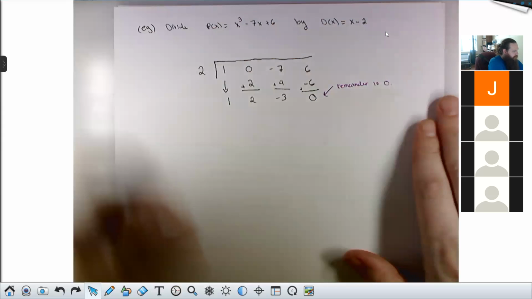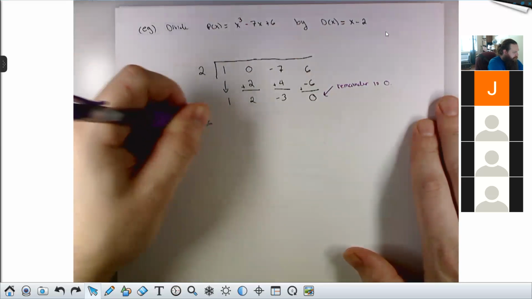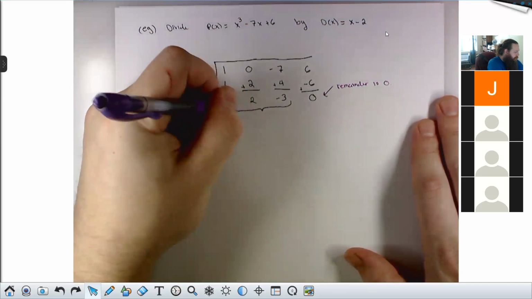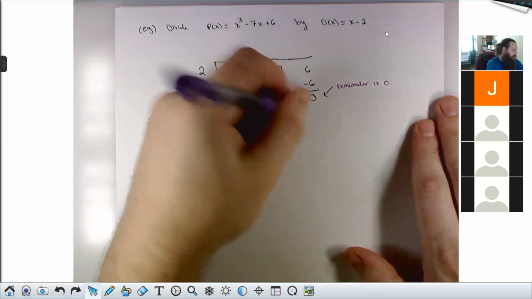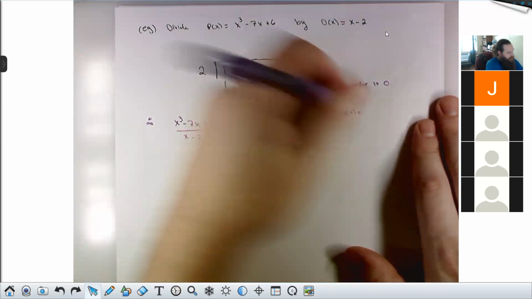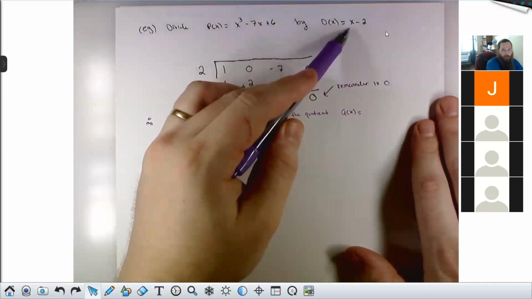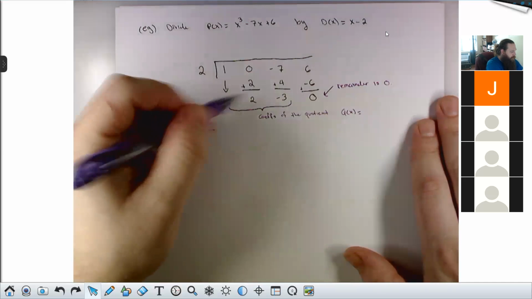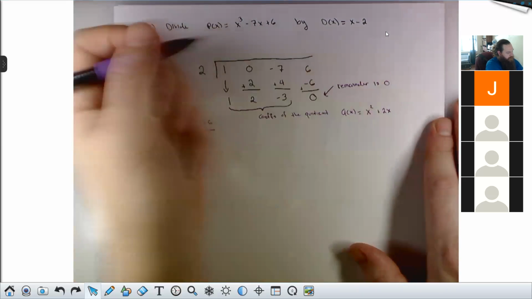So here's the result. Therefore, x cubed minus 7x plus 6 over x minus 2. Remember, these are the coefficients of the quotient. So q of x here, I'm dividing a degree 3 polynomial by a degree 1 polynomial. The result will always be a degree 2 polynomial. So you see three numbers here. The coefficients are 1, 2, and negative 3. That means that's 1x squared plus 2x minus 3.